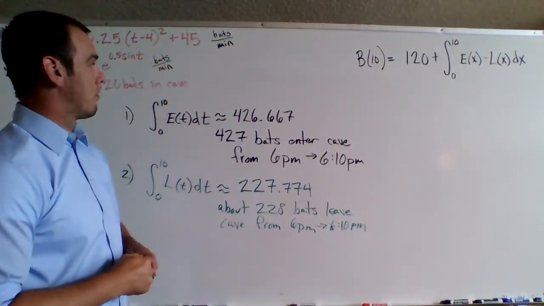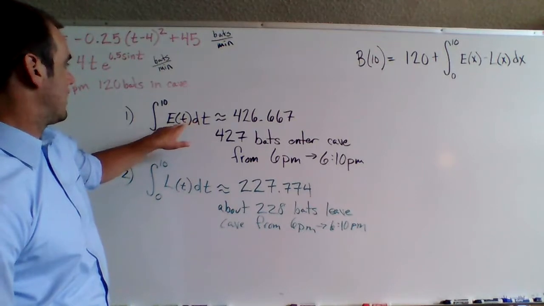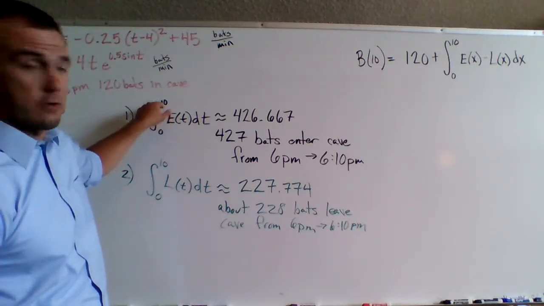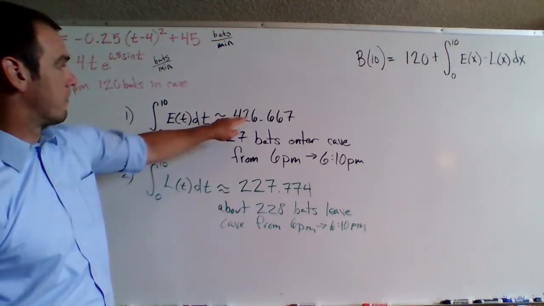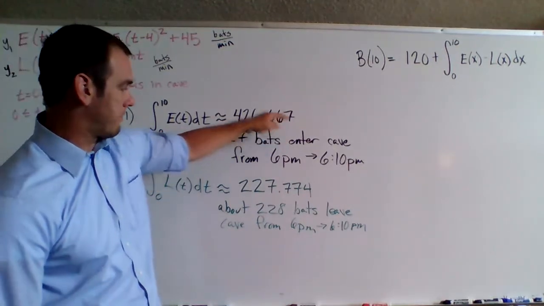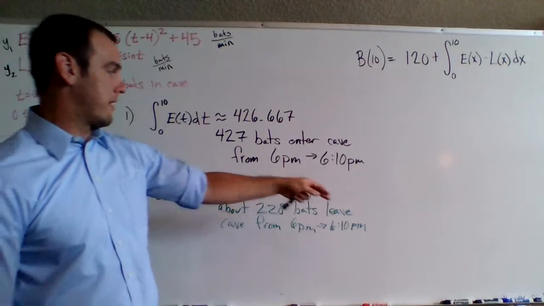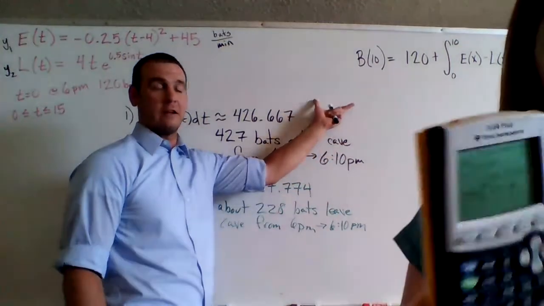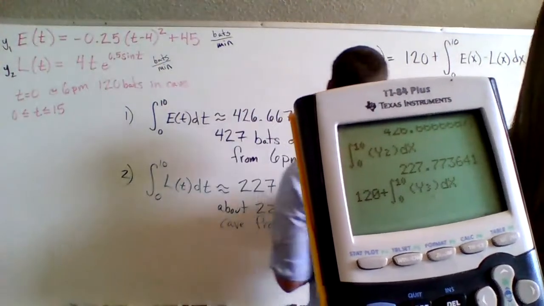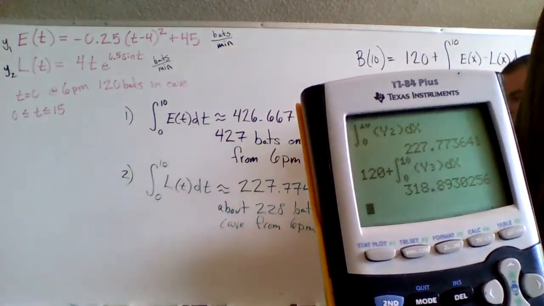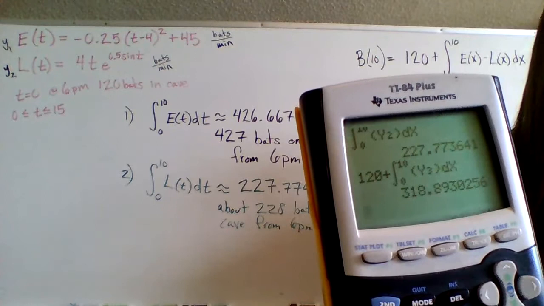Okay, so we really already found E of t, the integral from 0 to 10, and we had already found the integral of L of t from 0 to 10. So you could do 426.667 minus 227.774 and just add 120 to that. Or you could type it back in, and I got 318.893.